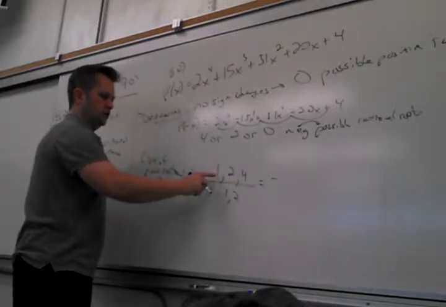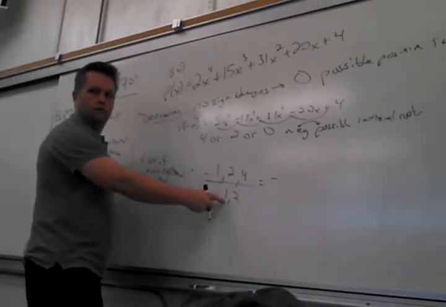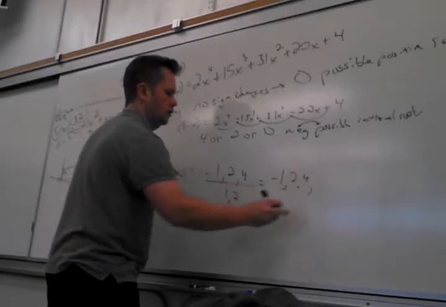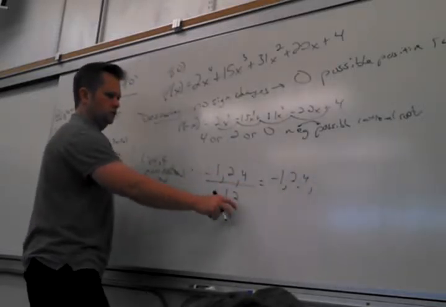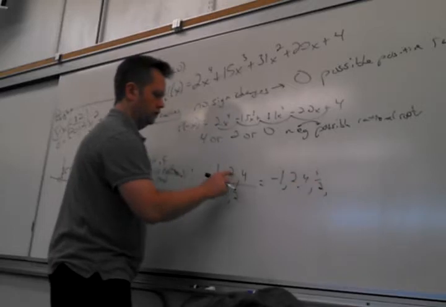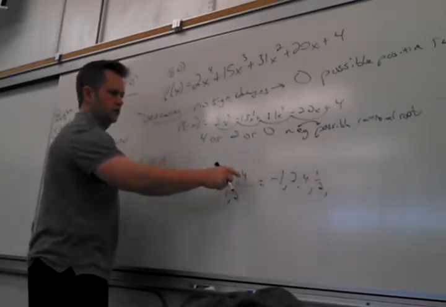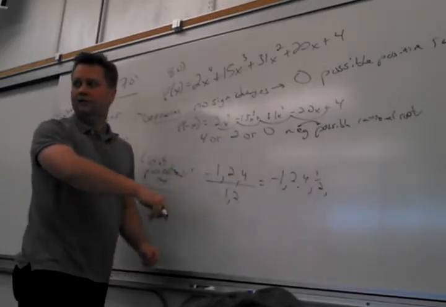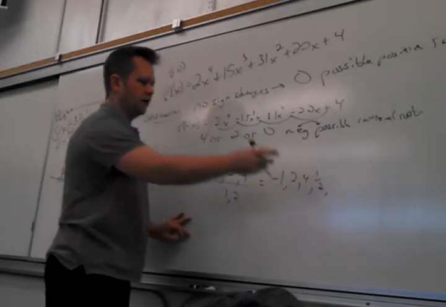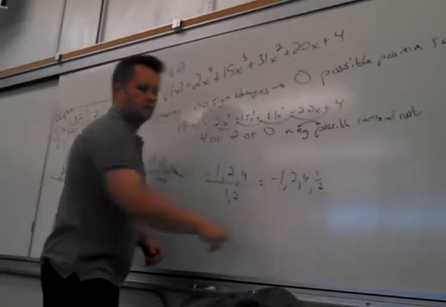So what are the possibilities here? 1, 2, 4, right? And then 1 over 2. 2 over 2 you've already got. And 4 over 2 you've already got. So there's your whole list. There's only 4 possible things. That's great.